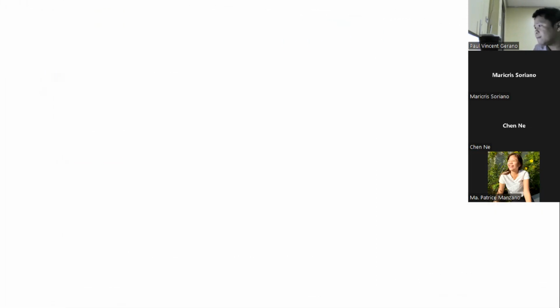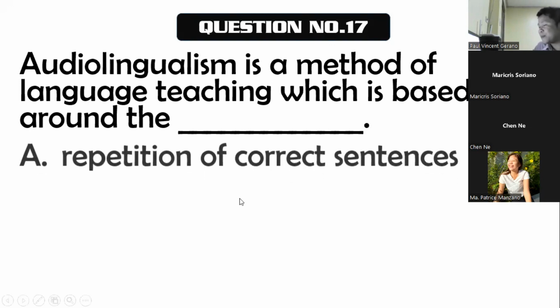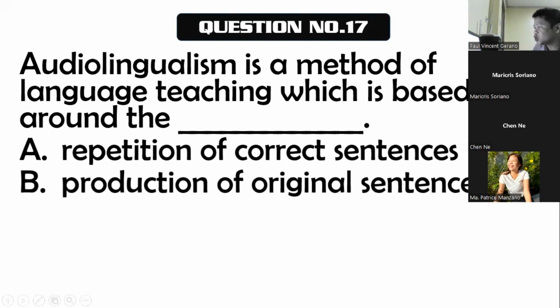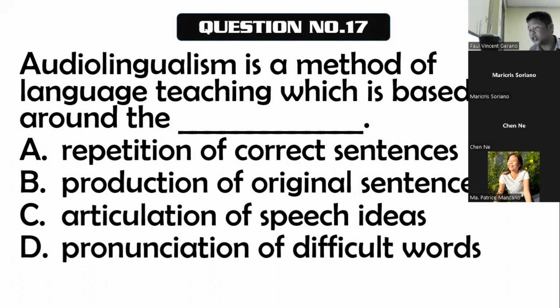Next, number 17. Audiolingualism is a method of language teaching which is based around the blank. A. Repetition of correct sentences. B. Production of original sentences. C. Articulation of speech ideas. D. Pronunciation of difficult words. Audiolingualism. What is the correct answer? Beverly, A. Chenny, Rika is A. Correct. Repetition of correct sentences.